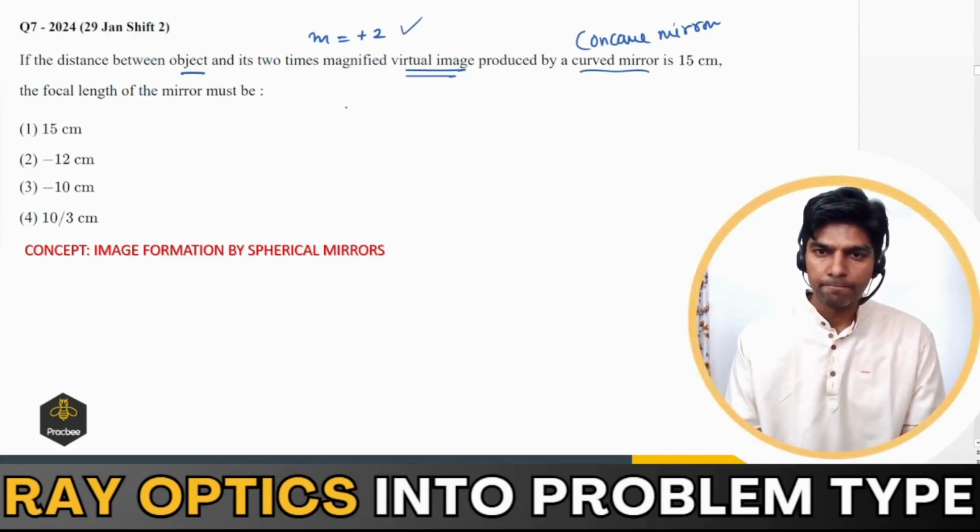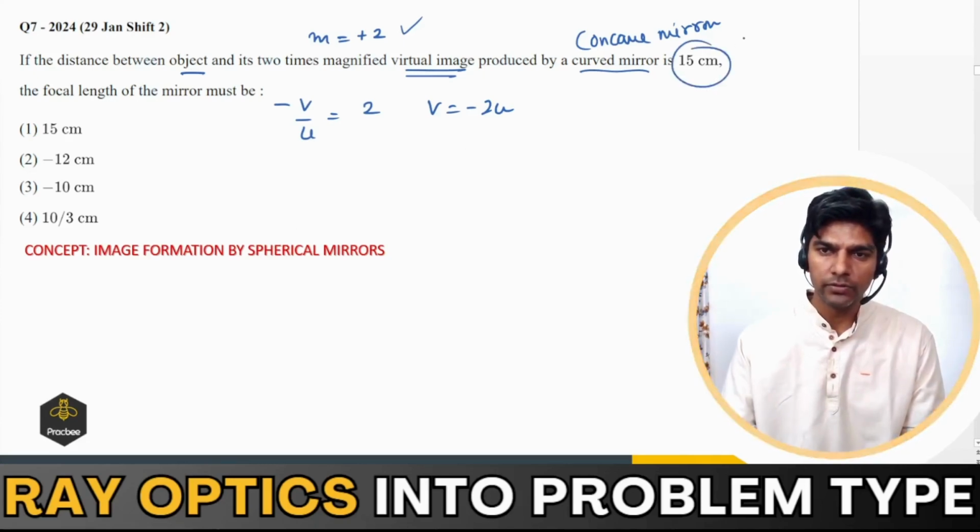And we can say minus V by U is equal to 2. So V is minus of 2U. And what we have been given is the distance between the object and its 2 times magnified virtual image. So this is the distance of the object. So that is U.